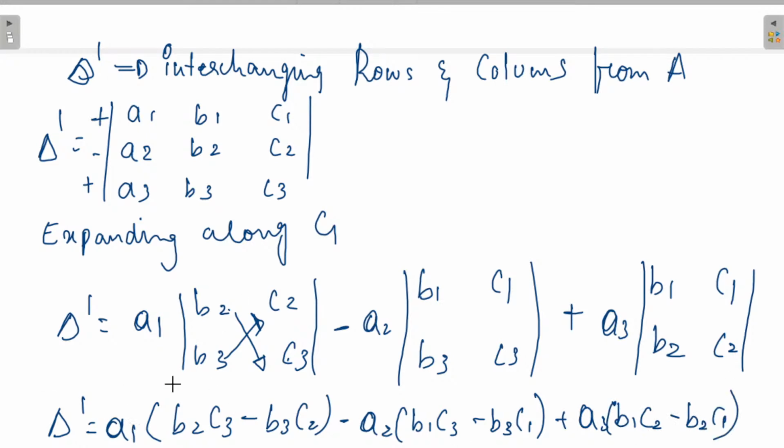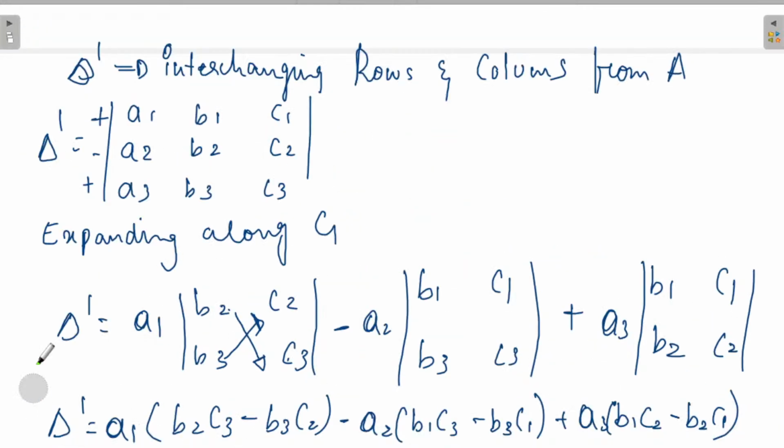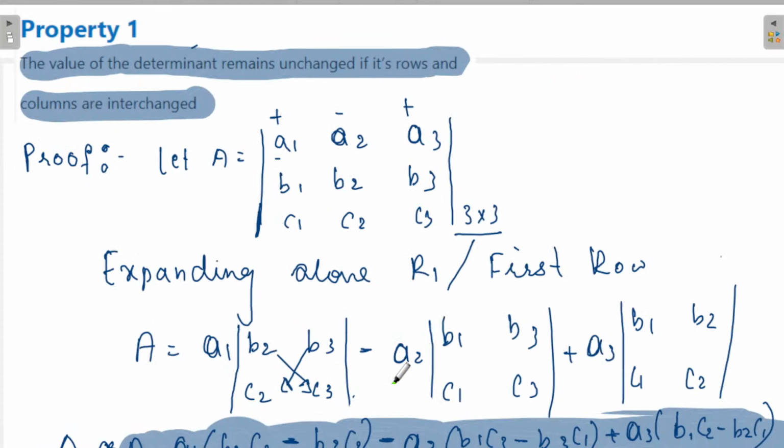See now, check the value. Now this and this, both the values are similar. Then the property goes true. The property is correct now. What is that property? That if the rows and columns are interchanged, the value of determinant does not change. You can check the value of determinant has not changed.